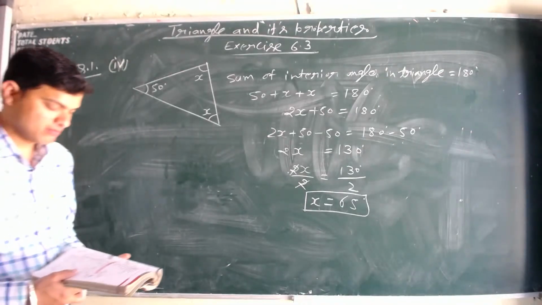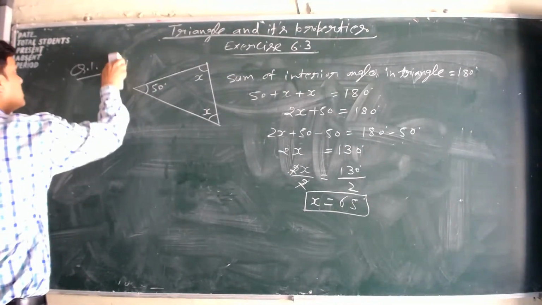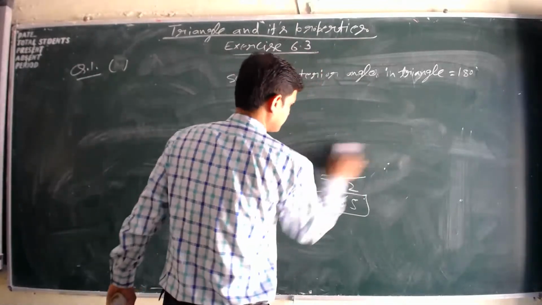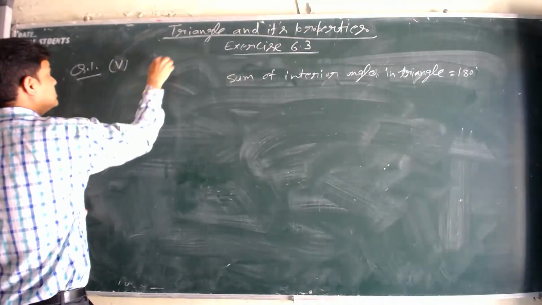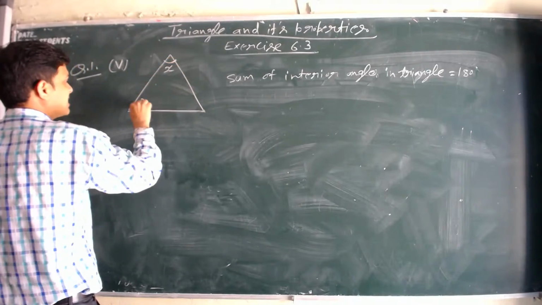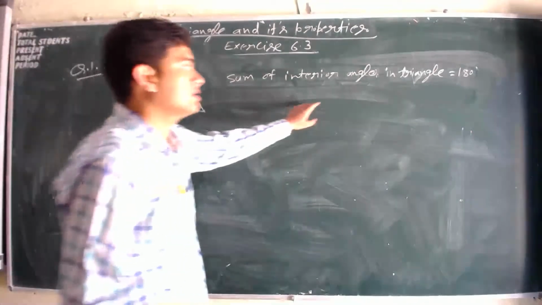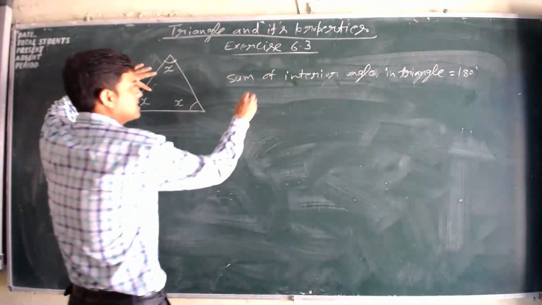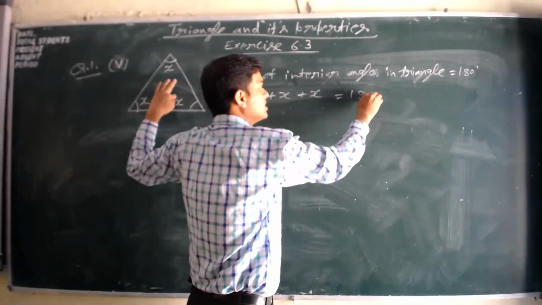Okay. Same इसी तरीके से हम next वाला कर सकते हैं. That is your fourth part. फोर्थ पार्ट में हमें क्या चीज गिवन है वो देख लेते हैं. सॉरी, फिफ्थ पार्ट. इन फिफ्थ पार्ट वी हैव अ ट्रायंगल एंड द ऑल मेजरमेंट्स आर सेम. दैट इज गिवन x, x and x. Clear? Now the sum of interior angles in the triangle is equal to 180 degrees. We know that. Now the sum of these three, x plus x plus x is equal to 180 degrees.